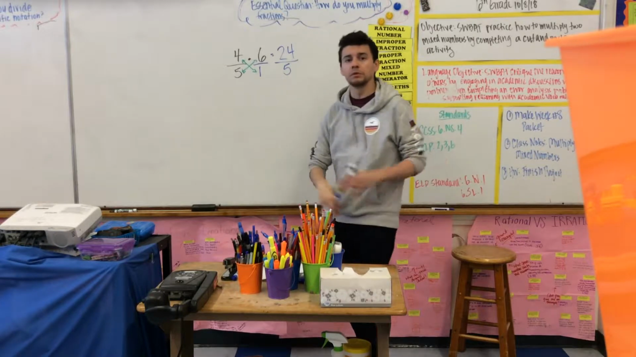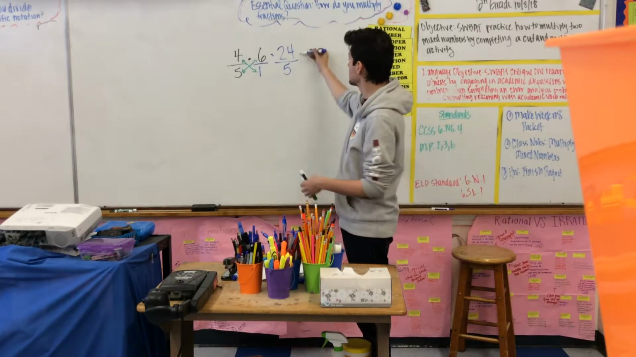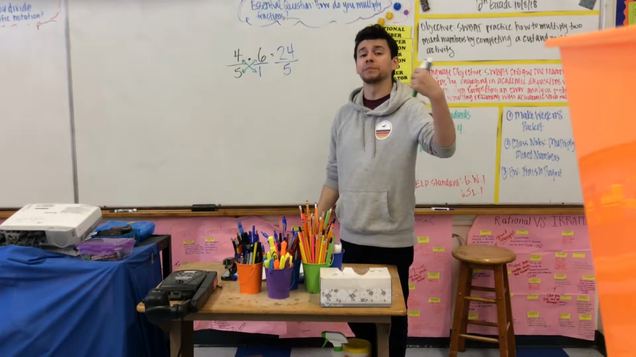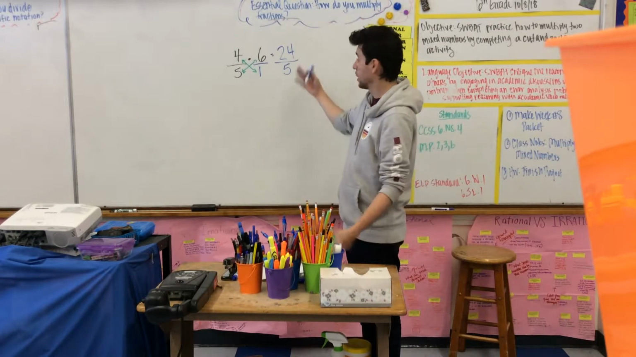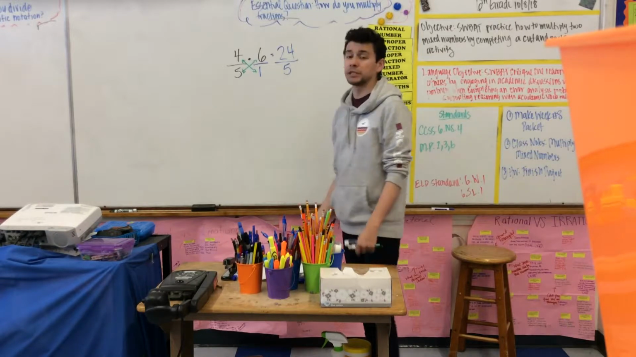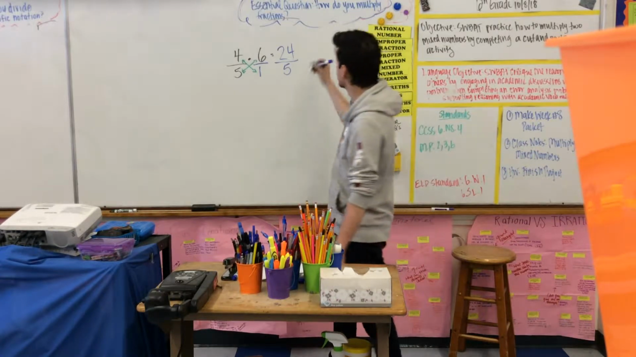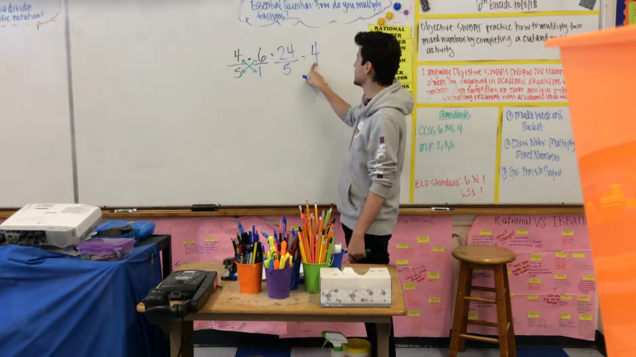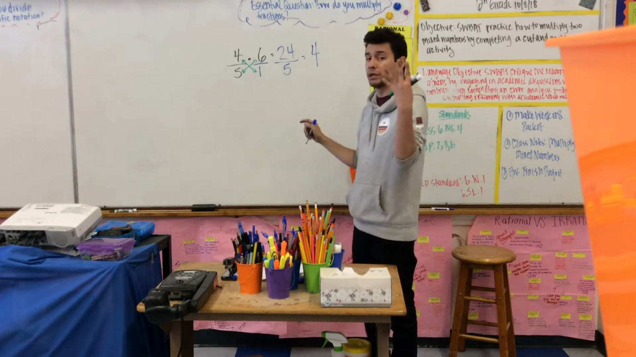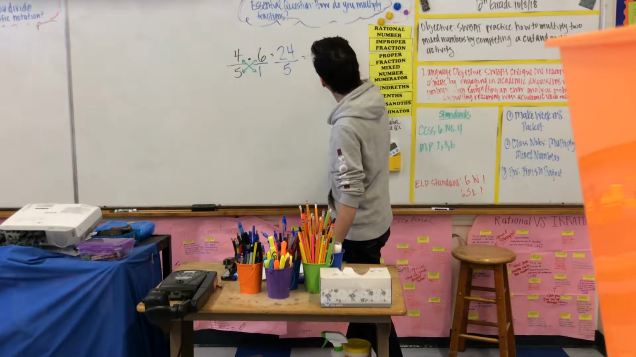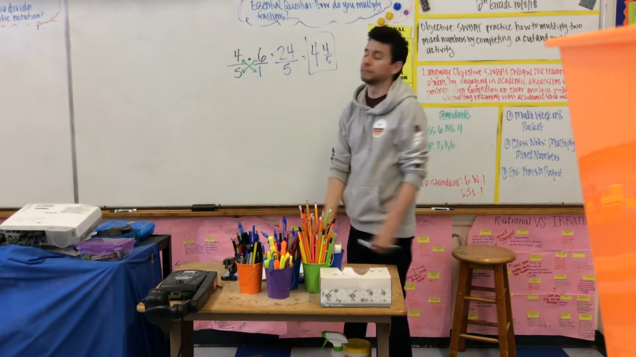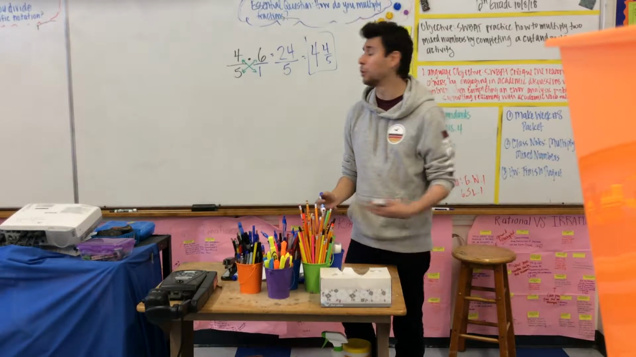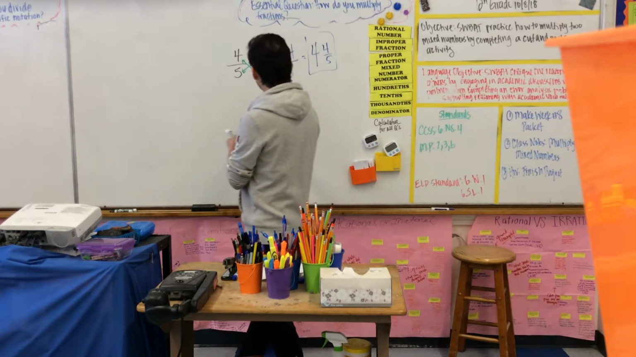Then you stop. You ask yourself, can you reduce this? No. Then the second question you should ask yourself is, is this an improper fraction? It is. Numerator is bigger than the denominator. So you make that into a mixed number. So this should be 4 wholes, because 5 times 4 is 20, and you have 4 left over, so 4/5. And that is it. That's how you multiply a fraction times a whole number. Very simple. Let's do another one.